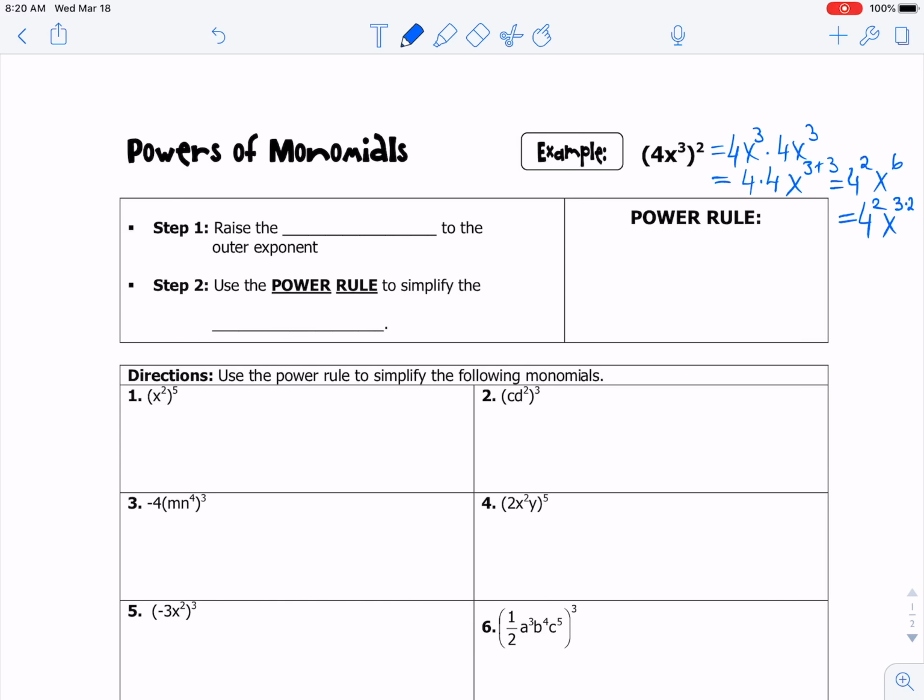So step number 1, we raise the coefficient to the outer exponent. And step number 2, we use the power rule to simplify the exponents. So what is the power rule? The power rule says that if I have x to the a power all raised to the b power, it is equal to x to the a times b. So we do the product of the powers.